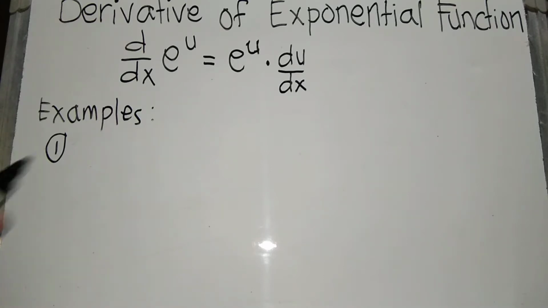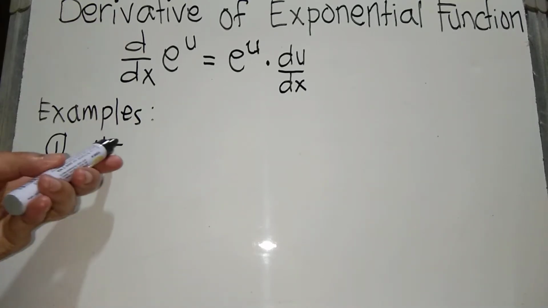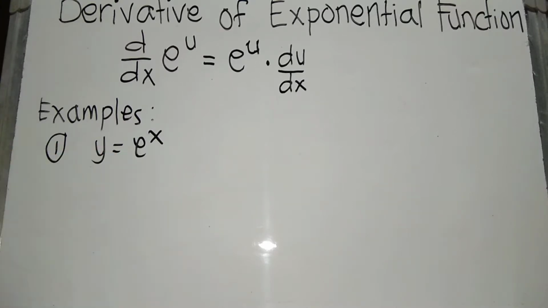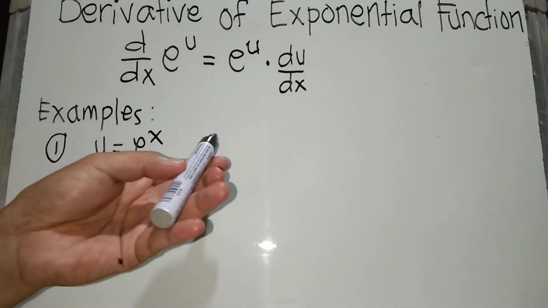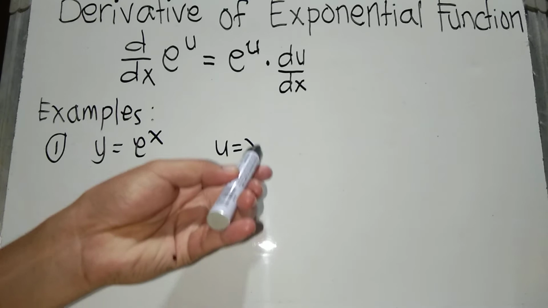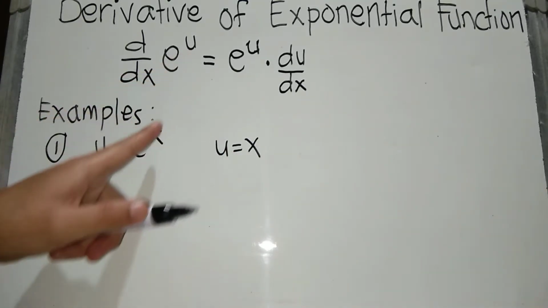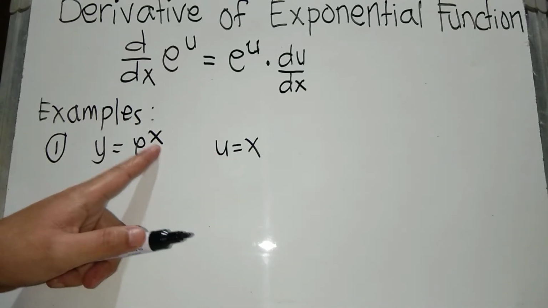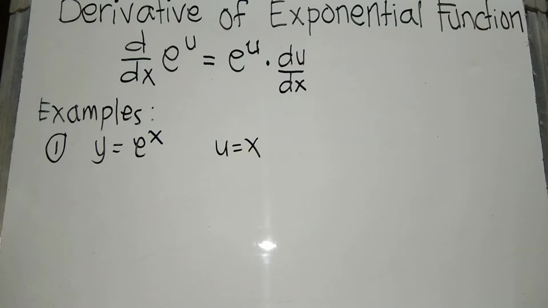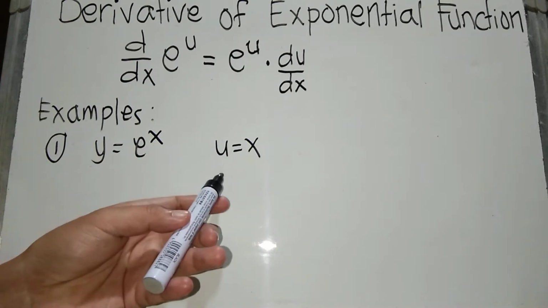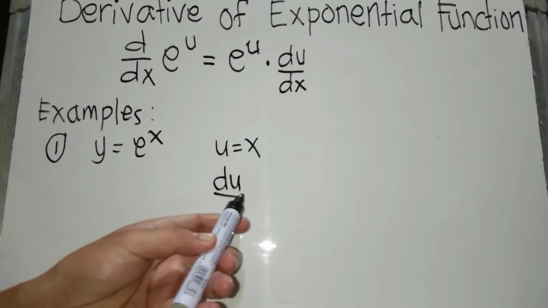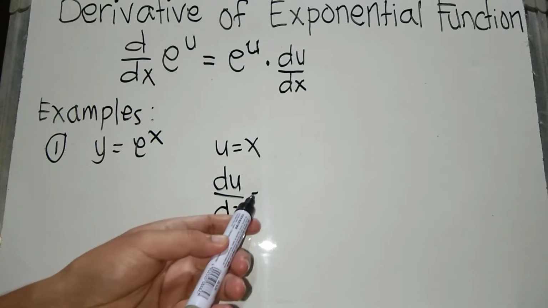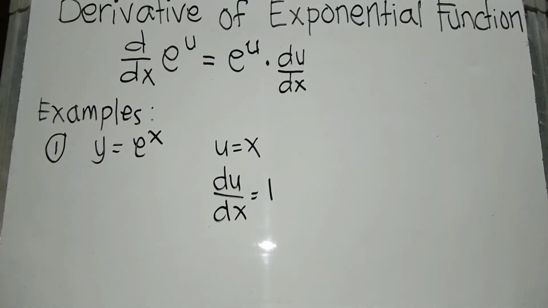Now, for example, if I have here y is equal to e to the x, we know that our u here will be equal to x. U is our exponent of the e, which is now representing the x based from the original problem. Now, in finding the derivative of u, denoted as du over dx, the derivative of x is 1.